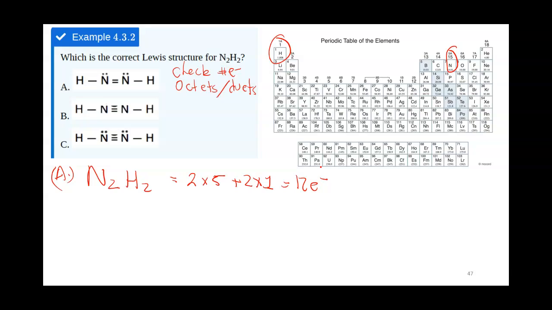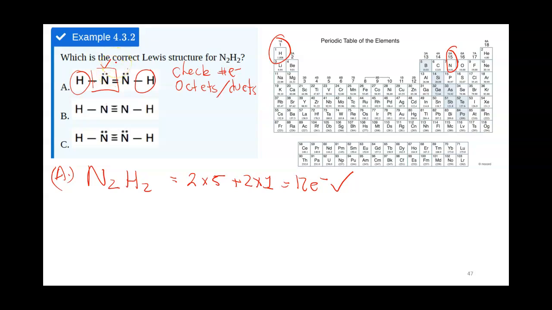So let's have a look at this. How many electrons do I have? 2, 4, 6, 8, 10, 12. So our number of electrons is good. Now I want to check that every atom has an octet. Well, the hydrogens only need a duet, and they have that. This nitrogen atom here has 2 electrons here, 2 electrons here, and then another 4 electrons there. So that nitrogen is good.